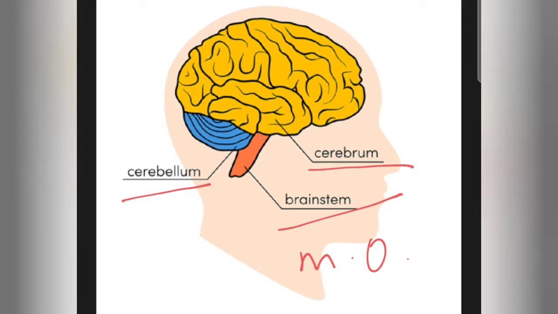Okay, so this is all about the various important informations about the brain. In the next video, I will talk about the different parts of the brain in details, and then you will get to know more about the brain.